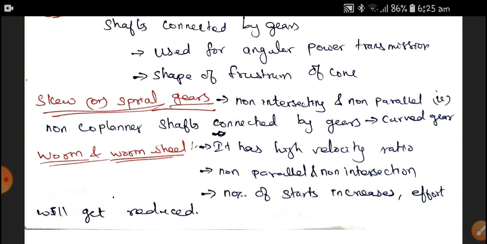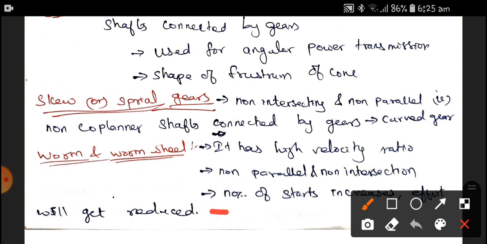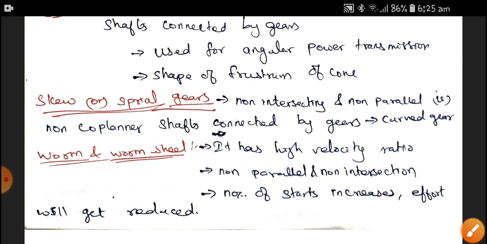Now, here the important point is the number of starts. In the worm and worm wheel, if the number of starts is increased, the effort will get reduced. That is the condition. If only one tooth is in contact between the worm and worm wheel, it requires a huge effort. If two or three worm wheel or worm teeth are connected, the effort can be very much reduced.